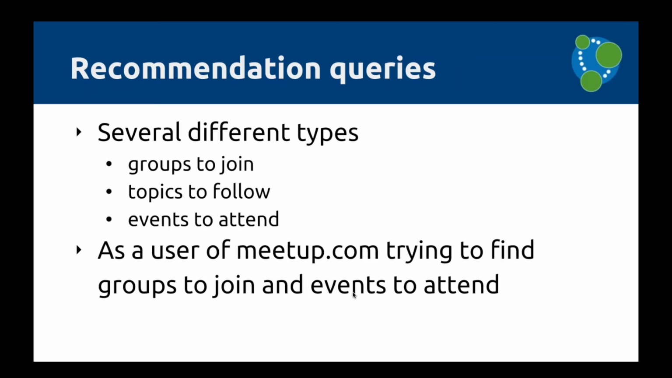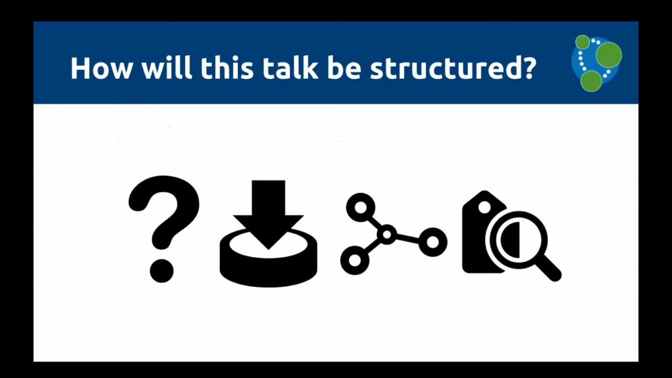Obviously, with this data set, as you can see on the previous slide, there are a few different types of recommendation we could make. We could suggest groups that people might join, topics they might follow, or events that they might attend. And we could do a combination of all three. We're going to look at two of those: groups that people can join and events that they can attend. And we'll be focusing on the perspective of a user of meetup.com, someone who's attending events and trying to find new ones to attend.